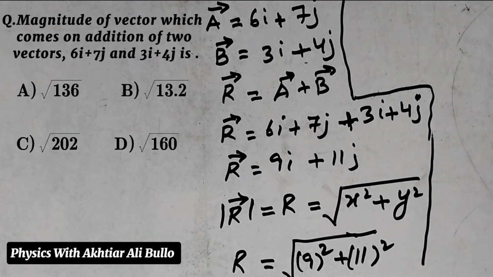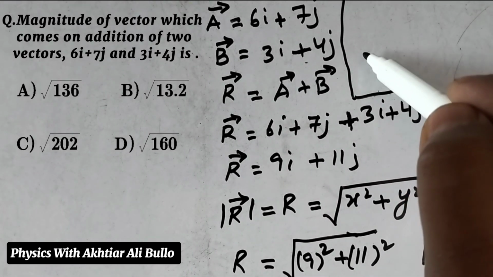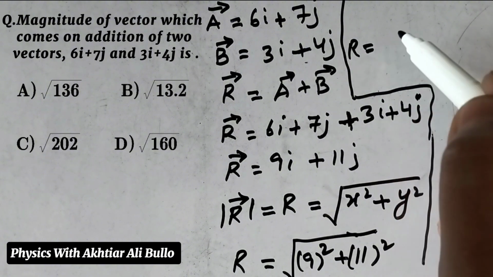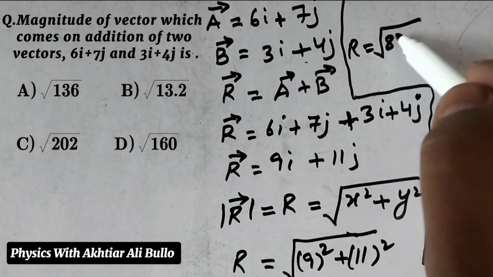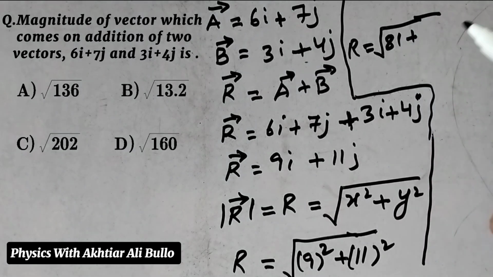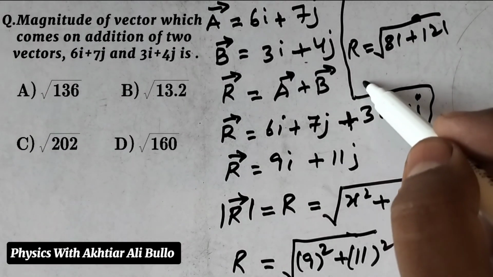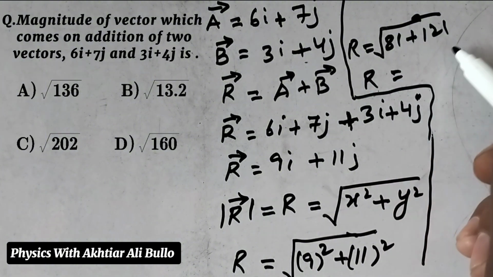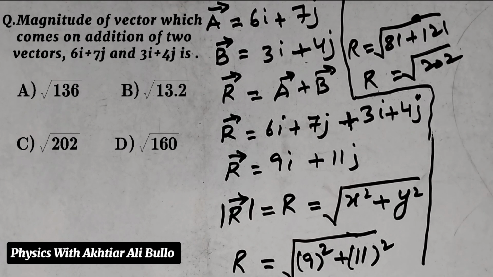So the magnitude of the resultant will be r equal to under root, the square of 9 is 81 plus the square of 11 is 121. So the magnitude of the resultant will be obtained as under root 202. So the correct option will be C, under root 202.